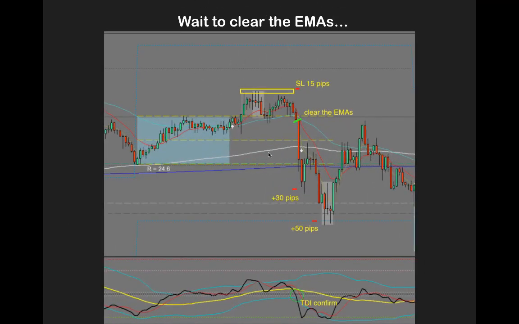So sometimes what you want to do is wait for the price to clear the EMAs. What do I mean by that? Let's take a look here. We have our Asian session box over here, and we get a breakout to the high of the day, which creates the first leg. I drew my box here. You see all these wicks here.